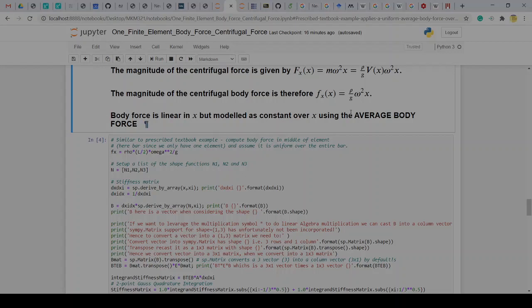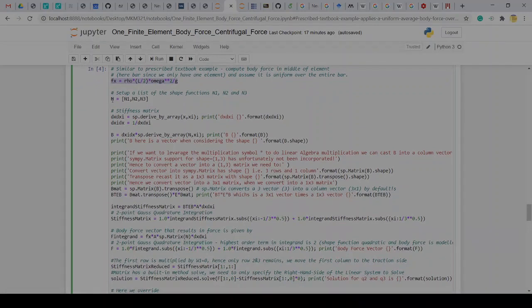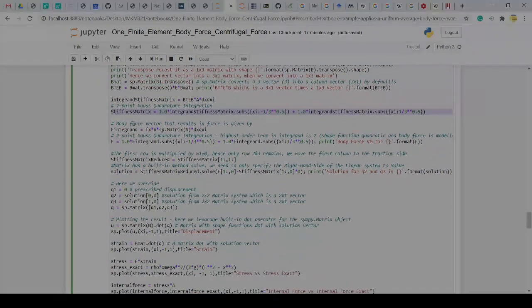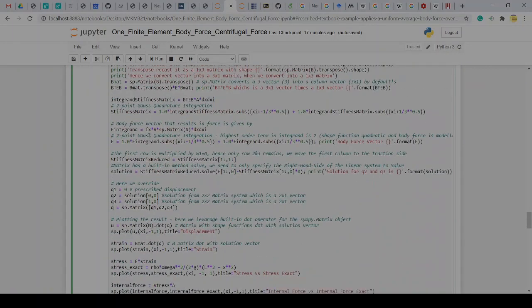The only difference now is the body force is an average, uniform, constant body force over x, not linearly varying anymore. So there's my average body force. It's not a function of x. You can see that. This is the average body force that I've computed here. And then I go through the same setup, compute the stiffness matrices, integrating the stiffness matrices, computing the integrand. Yeah, this is fx. It looks exactly the same as before. The only difference is fx is now just a constant. Previously it was a linear varying function of x, which in turn was a function of psi.